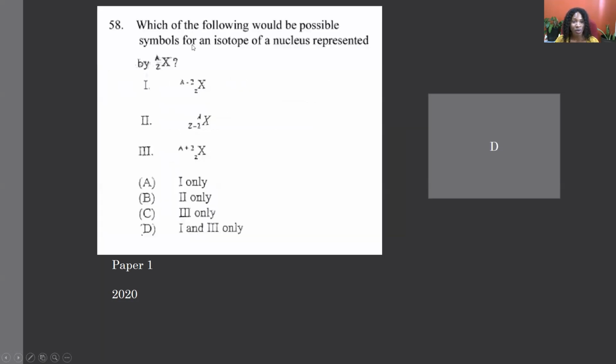Which of the following would be possible symbols for an isotope of a nucleus represented by X, A, Z? Now remember we said about isotopes, they must have the same proton number, but they may have different mass numbers. And so we look at the options that are given here and realize that only 1 and 3 have the same proton number, and so the answer must be D.